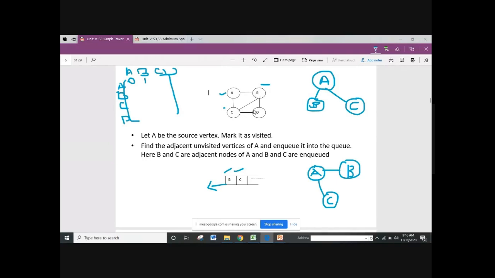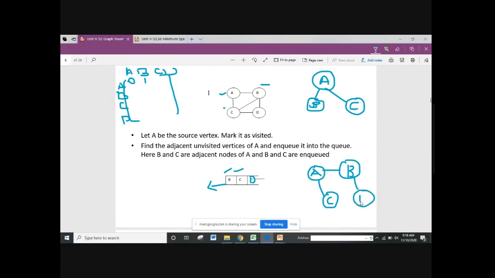And C is the next one. C is already in the queue. So the next one is D, which is not in the queue. So I will take this out and push it. Already C is there in the queue, D also I will insert. So from B only C and D are there. C is already in this diagram, so I will add only D to this.